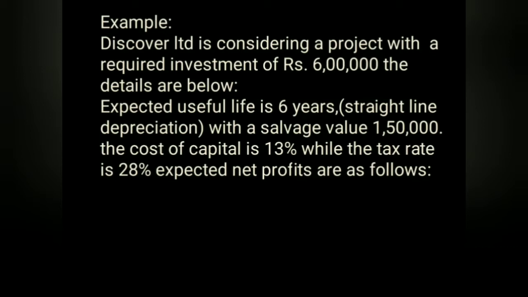Here the expected net profits in rupees are given for the 6 years: first year, second year, third year, fourth year, fifth year and sixth year. For the first year net profit is 60,000, second year 90,000, third year 1,10,000, fourth year 1,50,000, fifth year 1,10,000, and in the sixth year the net profit is 90,000. Through this problem we have to find the ARR and make a decision whether they have to invest or not.